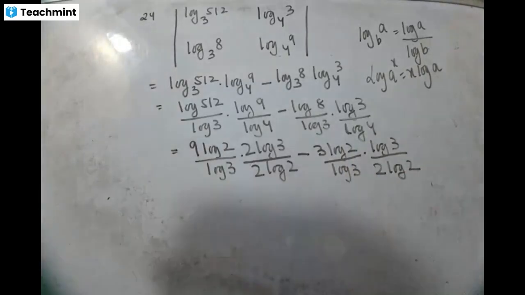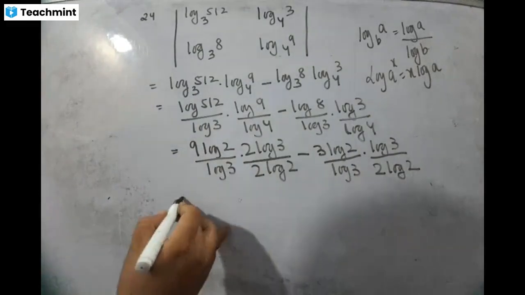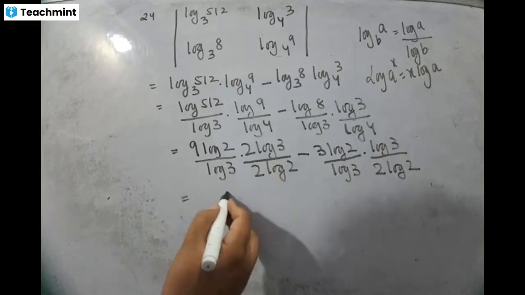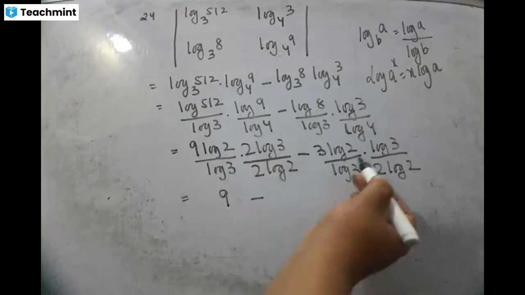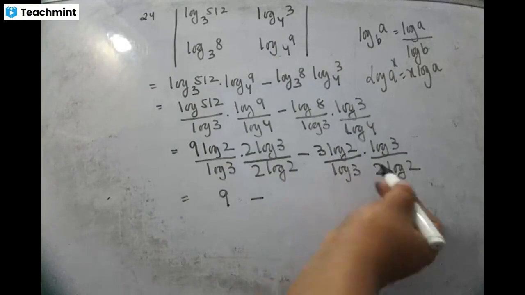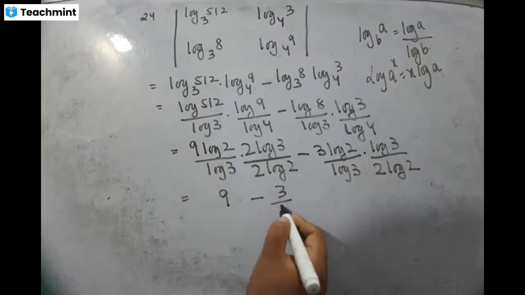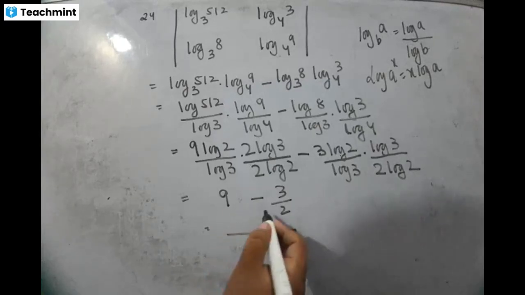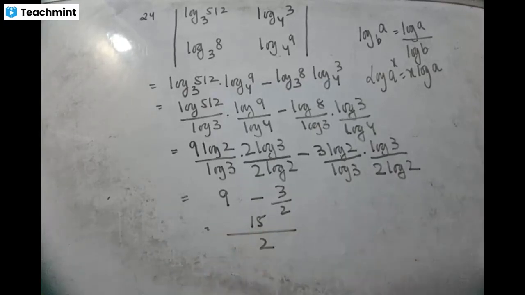Now cancel, everyone. What do you get? Log 2 and log 2 get cancelled. Log 3 and log 3, 2 and 2 also get cancelled. So you're just left with 9. Log 3 and log 3 get cancelled. Log 2 and log 2 get cancelled. So you're left with 3 by 2. What is the LCM? The LCM is 2. 9 twos are 18 minus 3 is 15 by 2 is the answer. So please go through this, 15 by 2.